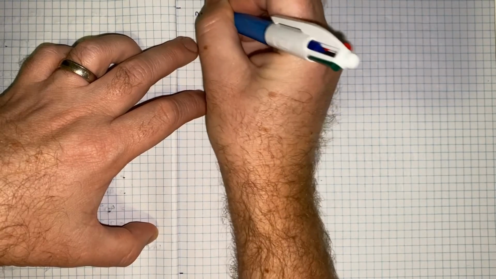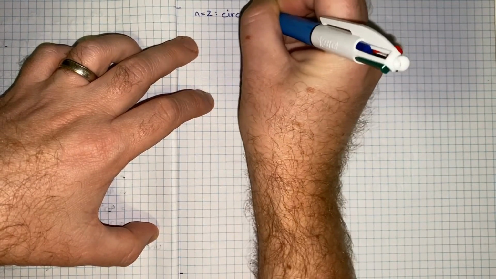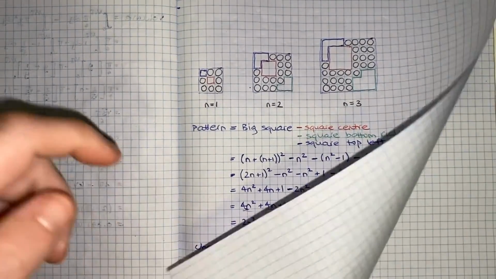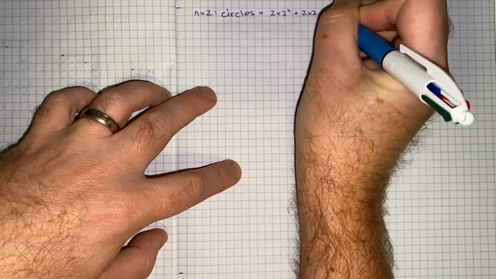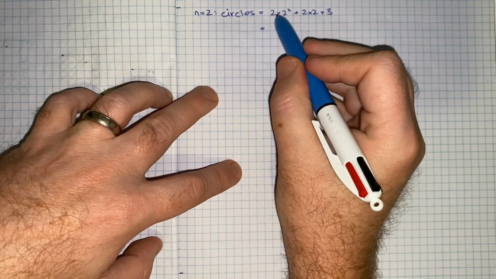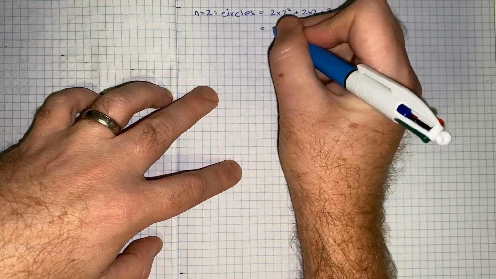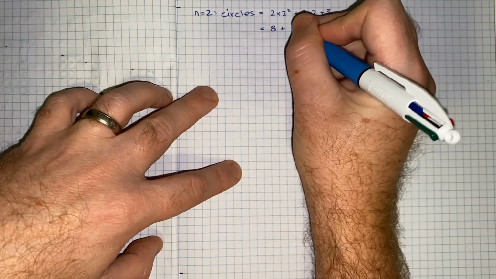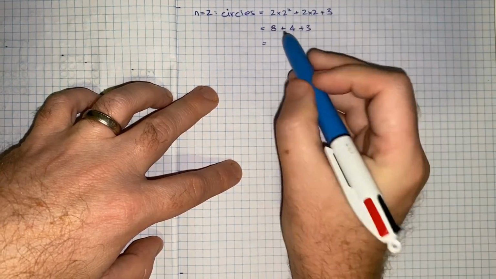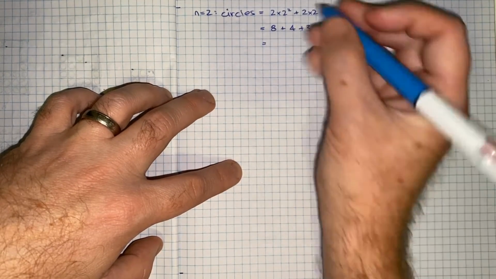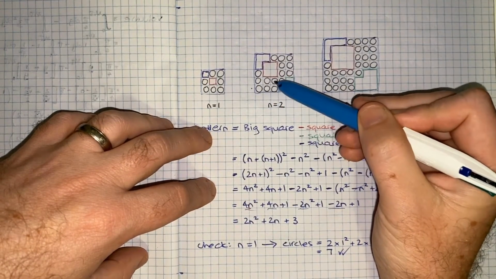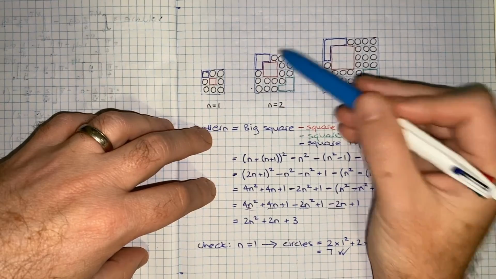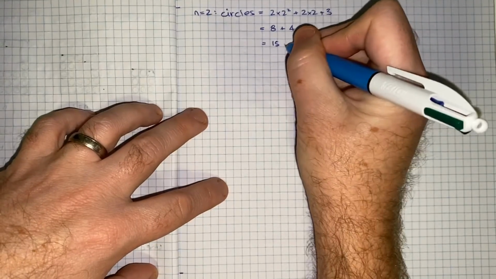So when n is equal to 2, we think the number of circles should be 2 times 2 squared plus 2 times 2 plus 3. So what's that? 2 times 4 is 8. 2 times 2 is 4, plus 3. So what is that? 8 plus 4 is 12, plus 3 would be 15. Let's go count. 1, 2, 3, 4, 5, 6, 7, 8, 9, 10, 11, 12, 13, 14, 15. Okay, so that's another good sign. And let's do our final check.